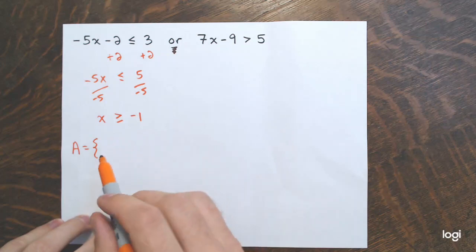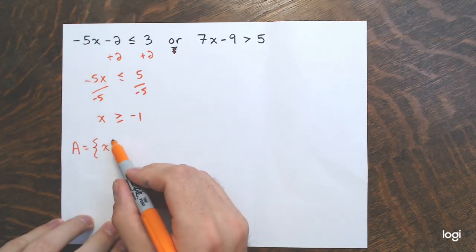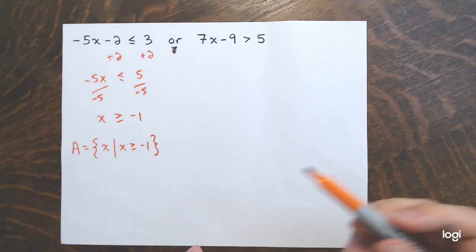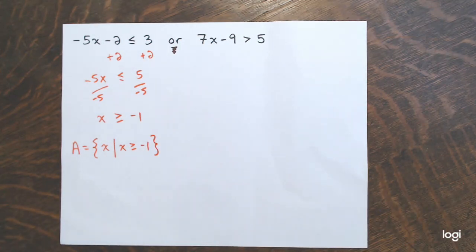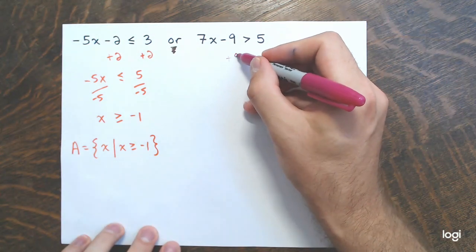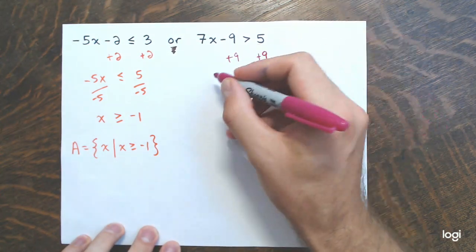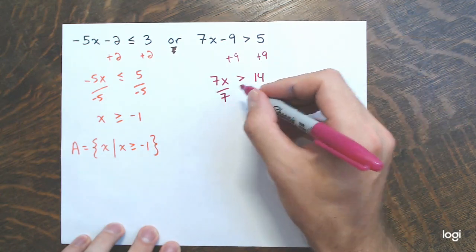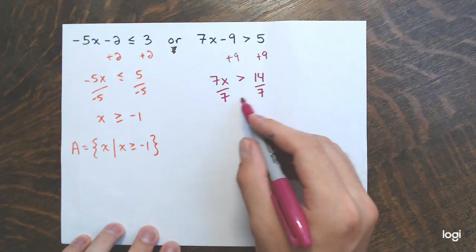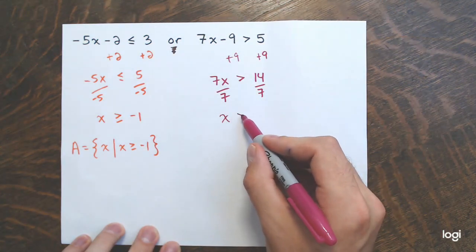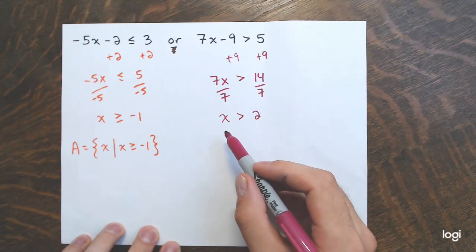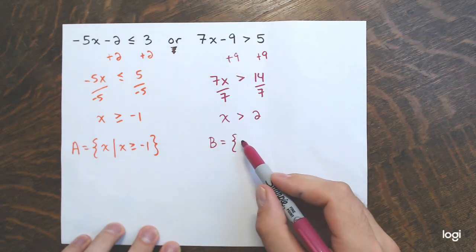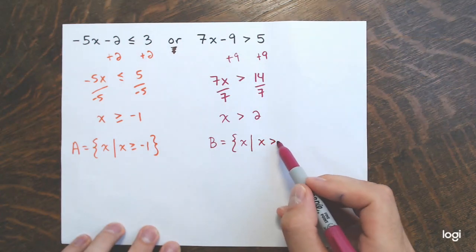All right, so the set of the solutions for the first inequality are all values of x such that x is greater than or equal to negative 1. Or, and then we have the set of solutions for the other inequality, which I would just add 9 to both sides. We have 7x is greater than 14, and then divide by positive 7, so the inequality won't change direction. It's a positive number I'm dividing by. x is greater than positive 2. All right, so set B, the set of solutions for the second inequality, is all values of x such that x is greater than positive 2.